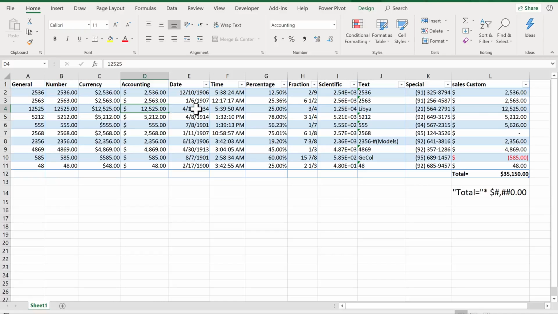You can also convert the same numbers here to dates, just by choosing a different format for the numbers. The time is something different here, so we're just choosing some random times. Percentage. So there are a lot. You have fraction. You have scientific. There are also some phone number formats you can use.